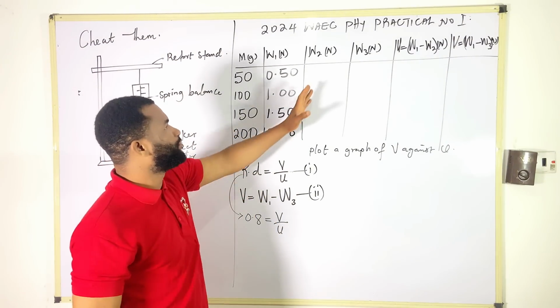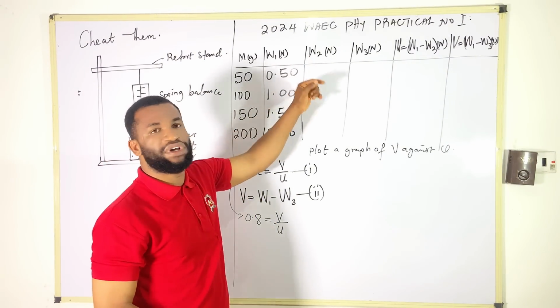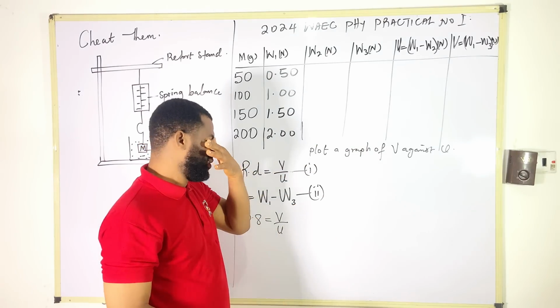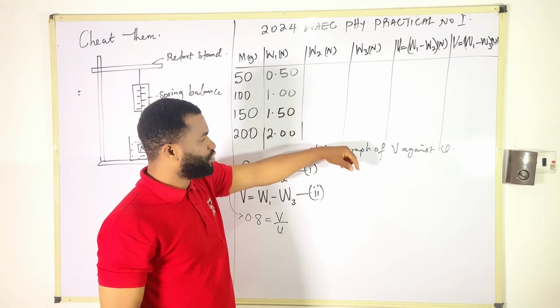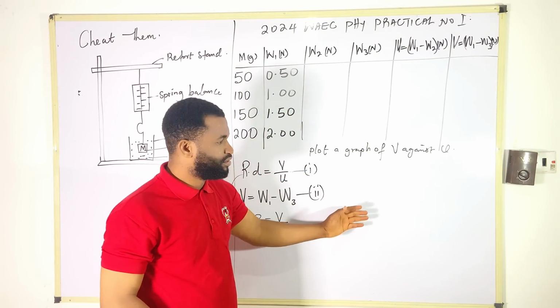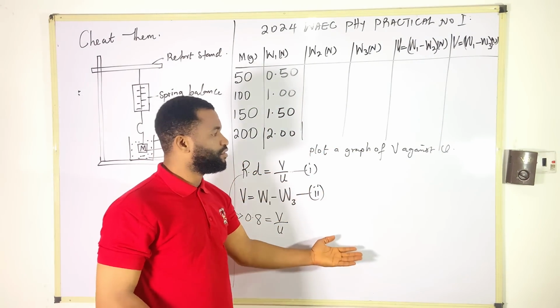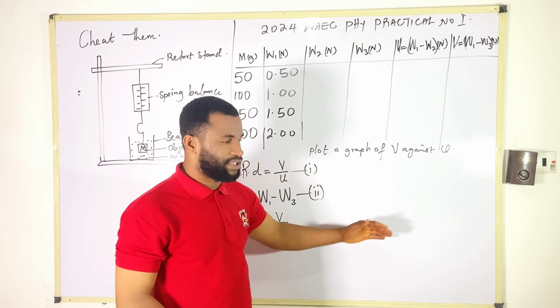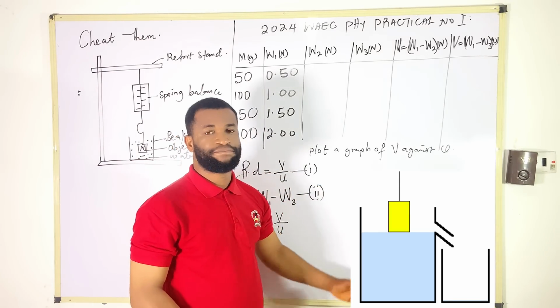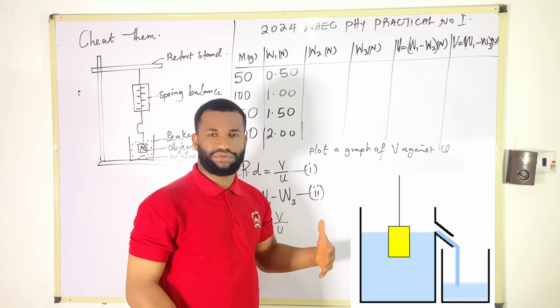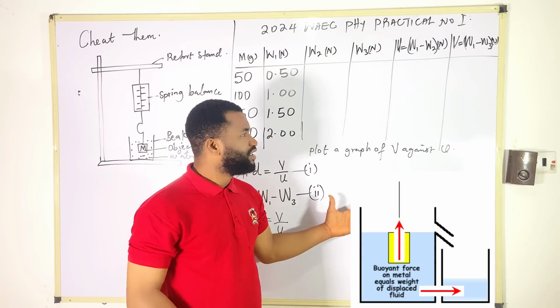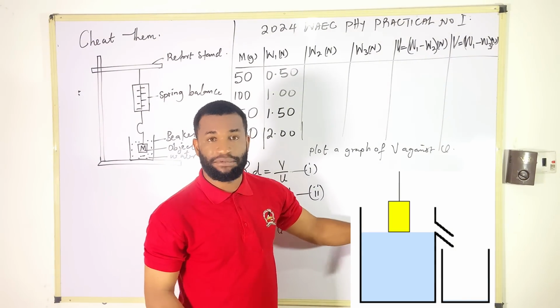Now, under this part, this is the weight of the mass in water. If you look at this video right now, you see that when you put the mass inside water, some water was displaced. That displacement of the water is a result of upthrust, or what we call buoyancy. So that upthrust is what is pushing the water.